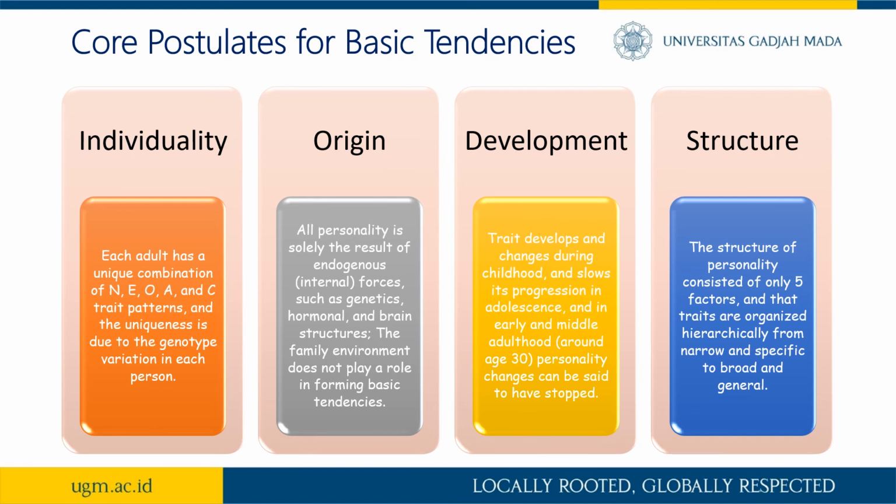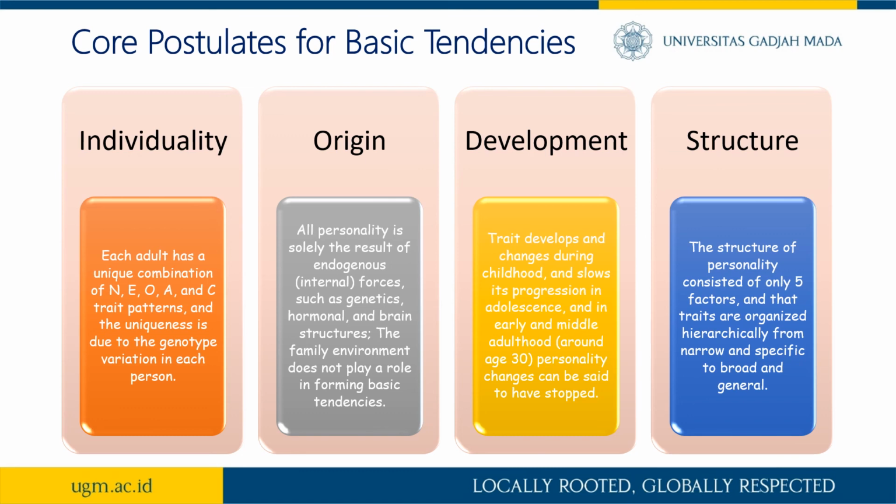And then the last core postulate for basic tendencies is the structure. So we can say that this is the five-factor theory. The structure of personality consists of five and only five factors, not less than that and not more than that. And that traits are organized hierarchically from narrow and specific to broad and general.